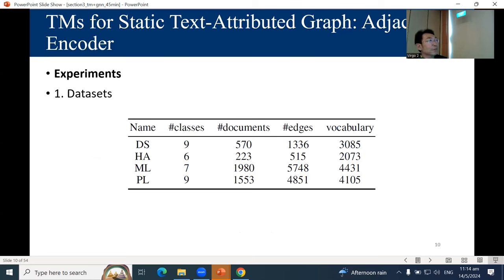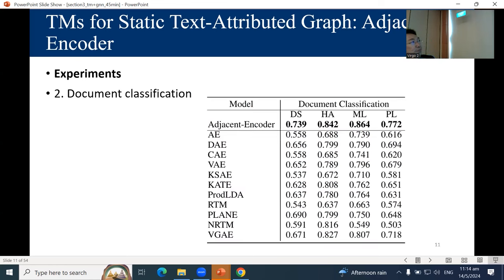Now, this is an example of the experiments. There are more in the paper, but this is just one of the things to illustrate the effectiveness of this approach. There are four data sets. They're all from Cora. These are acronyms for data structures, hardware and architecture, machine learning, programming languages. So these are different Cora subsets. Now, there are classes, but these classes are not used for learning. They are used just for the evaluation. And then these are the size of the documents, edges, and vocabulary.